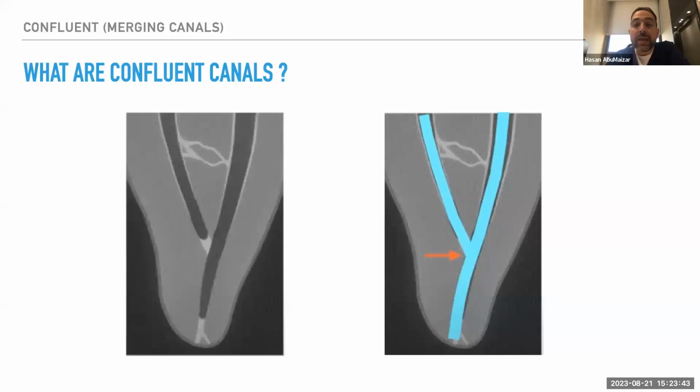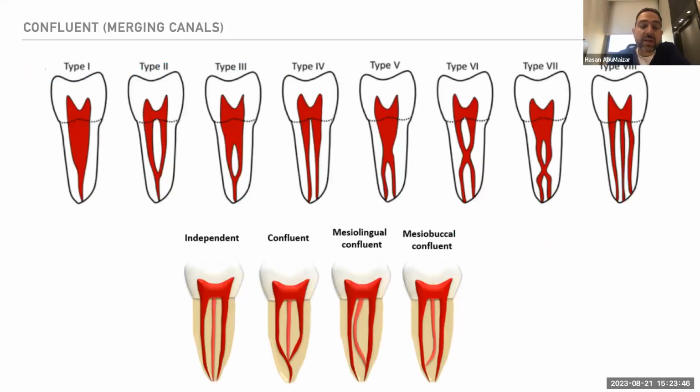will talk about now. As you all know, the classifications for the canals like Weine or the Vertucci classification, they show that type 2 and type 3 have confluence at some point. One more thing is that these confluent canals can be, as you all know, more present in the mandibular mesial molars, like the mesiobuccal and the mesiolingual canals, and sometimes there's a middle mesial canal over there.